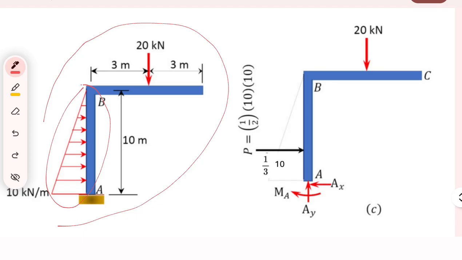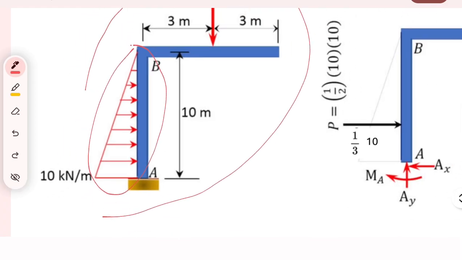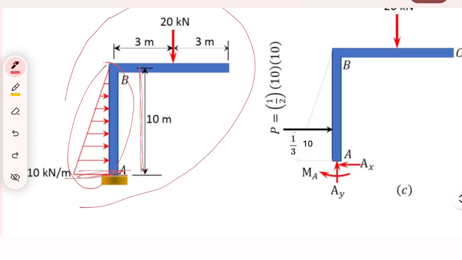What's the area of this triangle in here? The base is 10, the height is 10 as well. So the intensity is 10 here, and the length is 10. So it is 1/2 base times height, 1/2 base of 10 and height of 10. That is the single force that should replace the triangular loading.